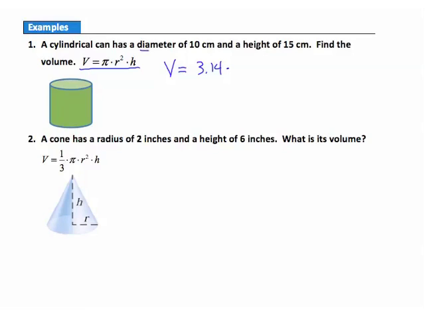It tells us here that the diameter of the can is 10 centimeters, which means the radius of this can is going to be 5 centimeters. So we need to take the radius 5, we're going to square that, and then finally we're going to multiply by the height, which is 15.